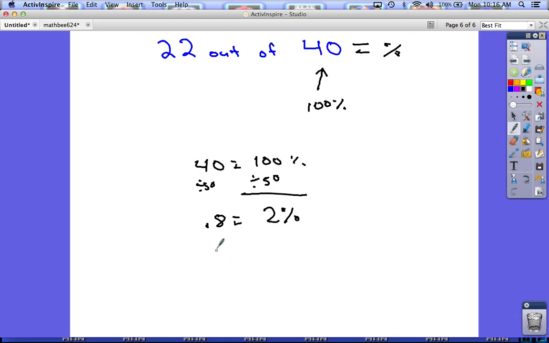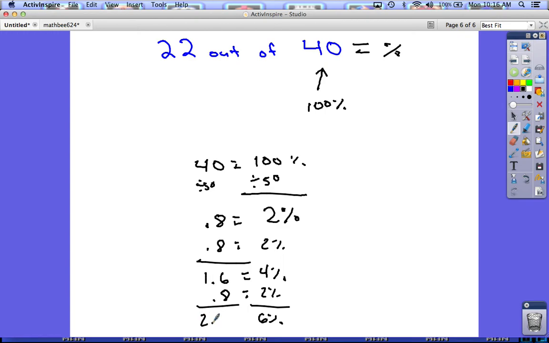Okay? So we could just keep this going here. Another 0.8 and another 2%. That's going to come out to be 1.6 equals 4%. We could just keep following this pattern if we wanted to here. Another 0.8 equals 2%. Let's add that on. Now I have 6% is whatever this is when you add it up, and that would be 2.4. Okay, so we're getting somewhere.